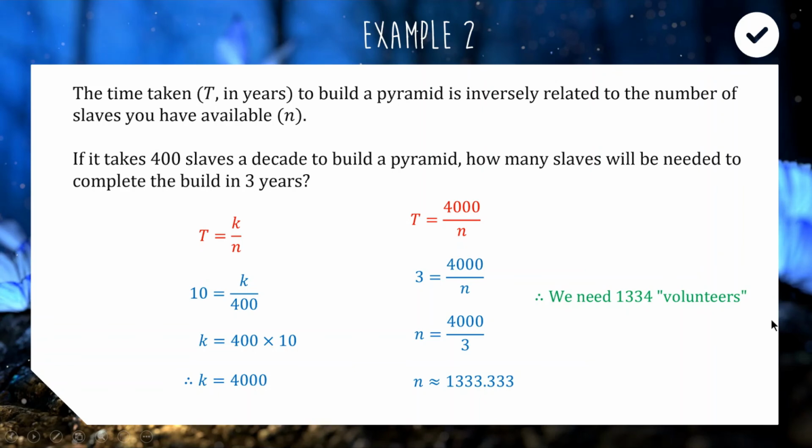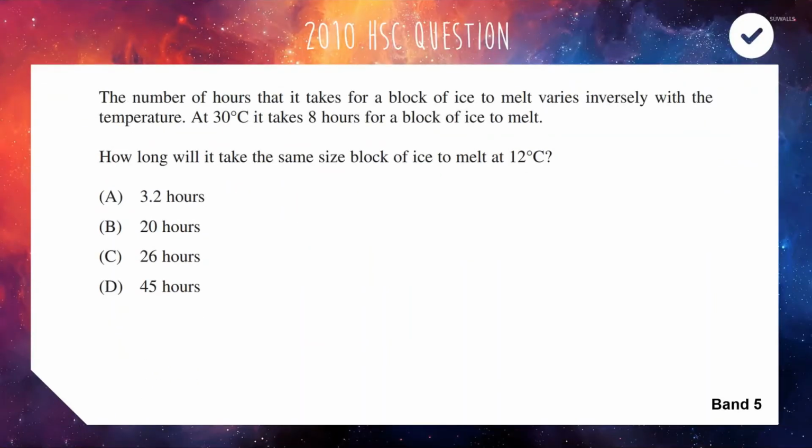All right, beautiful. So the skill we need to focus on today is turning that first sentence into a mathematical equation. That is the tricky part. Once you can get this down and find your value of K, these questions always follow the same formula. And to prove that to you, here is an HSC question to finish off from 2010. Anytime there is an inverse variation question, like I said, it's going to be a high band question because they're really challenging.